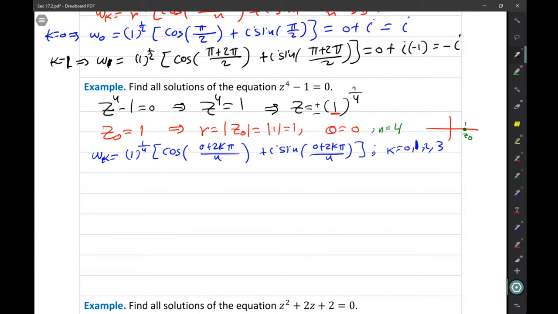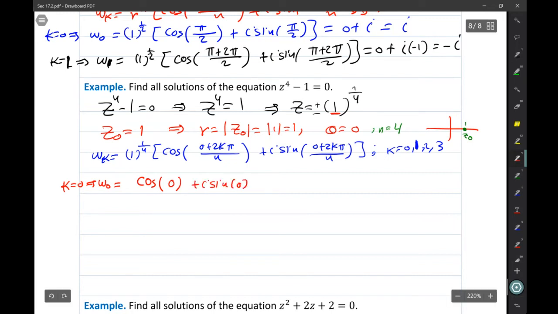Okay. Now substitute the values of k. When k is equal to 0, you will get W0, which is cosine of 0 plus i sine 0. Cosine 0 is equal to 1, plus i times 0, which is equal to 1.